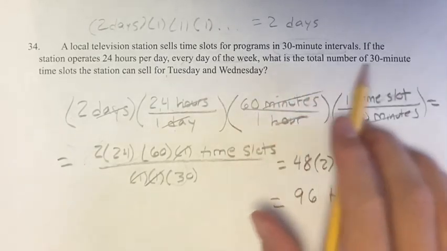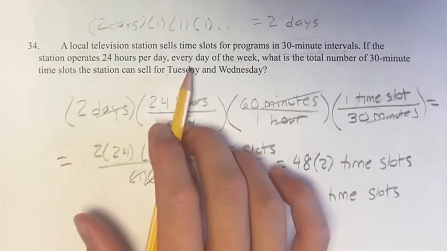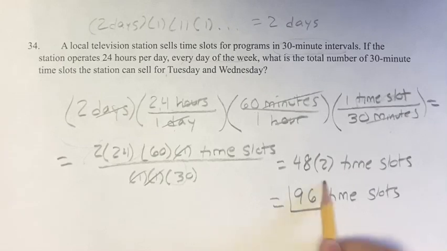So what is the total number of 30-minute time slots that the station can sell for Tuesday and Wednesday? Your final answer is going to be 96.